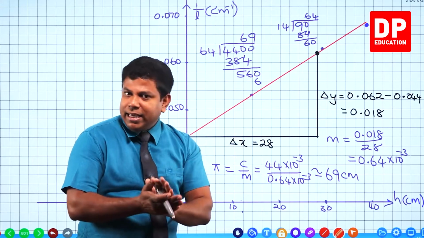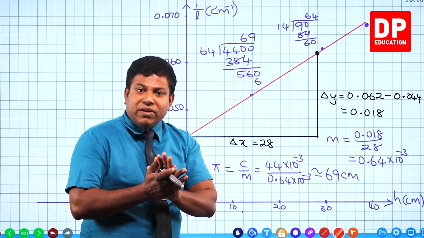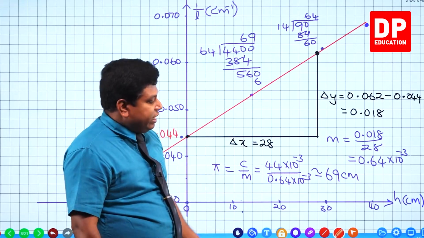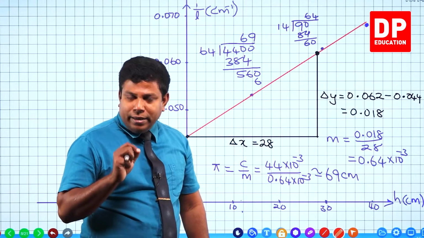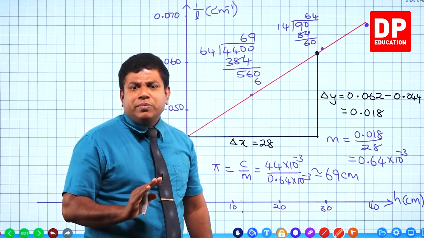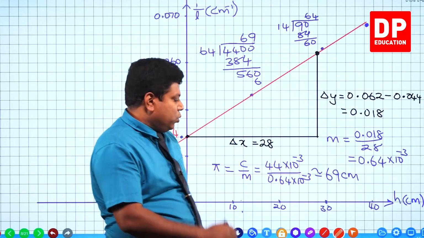What we theoretically study is around 76 or 75, but based on the calculations we have got here, 69 centimeter mercury is the atmospheric pressure. Clear? Right. So that's a very simple experiment. This is how we do the calculations on that.